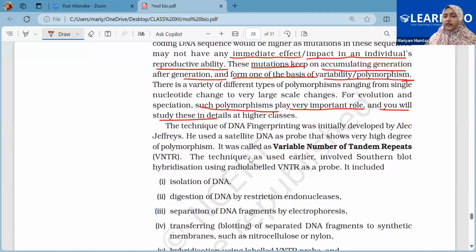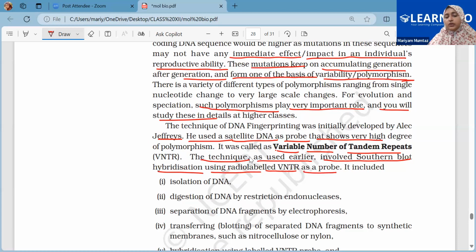The technique of DNA fingerprinting was developed by Alec Jeffreys. Important. He used a satellite DNA as a probe that shows a very high degree of polymorphism. It was called VNTR, that is variable number of tandem repeats. The technique, as used earlier, involves Southern blot hybridization using radio-labeled VNTR as a probe.